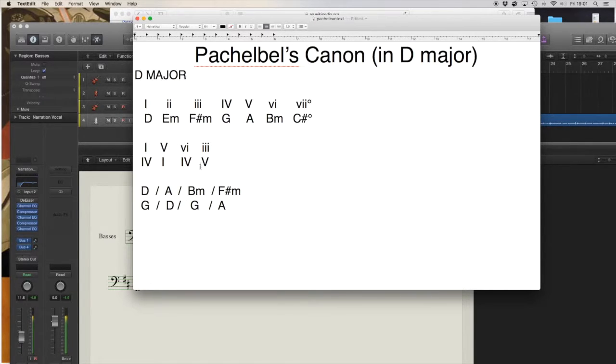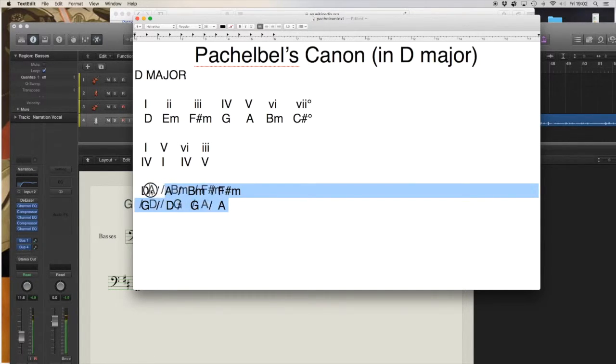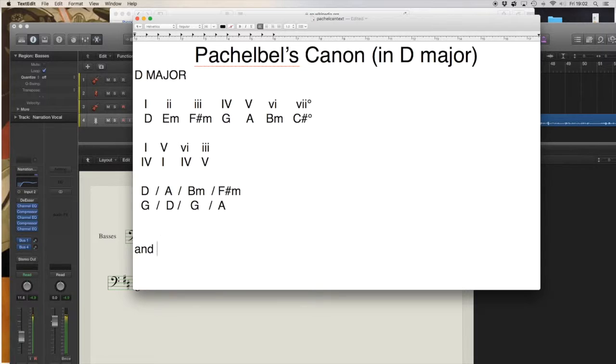So if we look at 1, 5, minor 6, minor 3, 4, 1, 4, 5, that comes out in D major as D, A, B minor, F sharp minor, G, D, G, A. And this is part of something called a canon, where each instrument would enter one after the other. And I set up a crappy little arrangement of Pachelbel's Canon, just this sort of ostinato bass part.